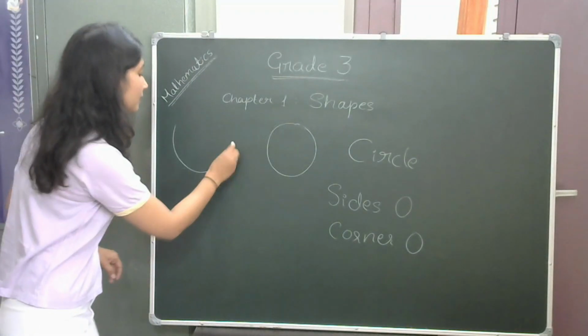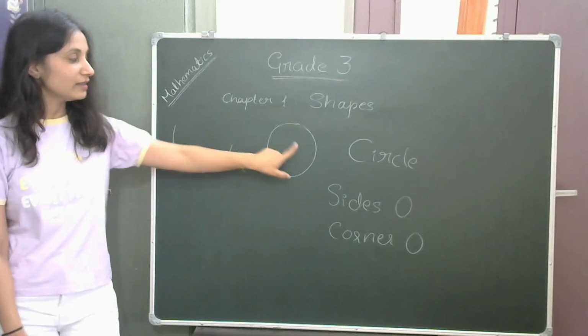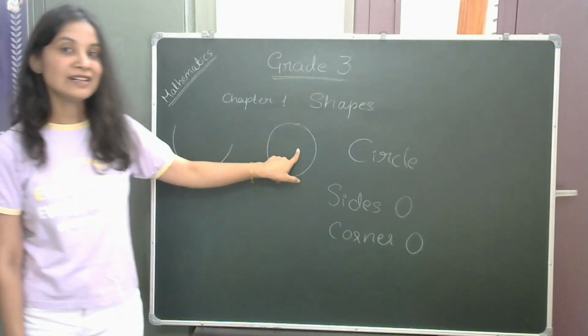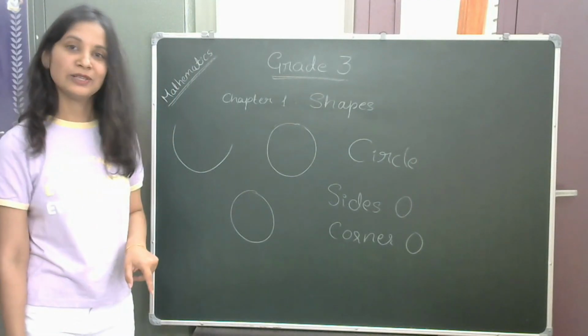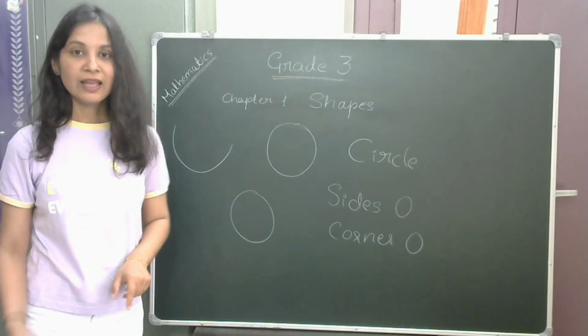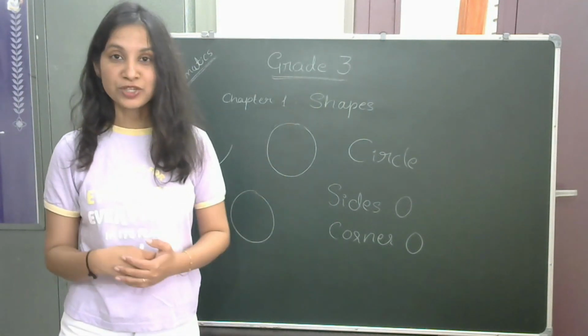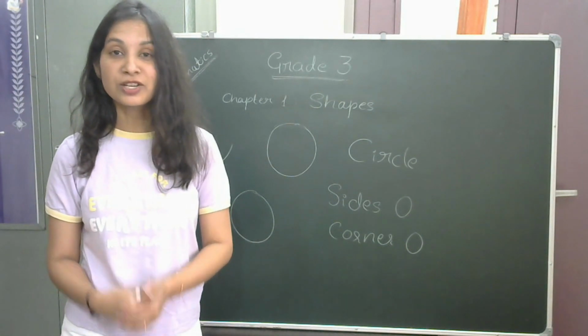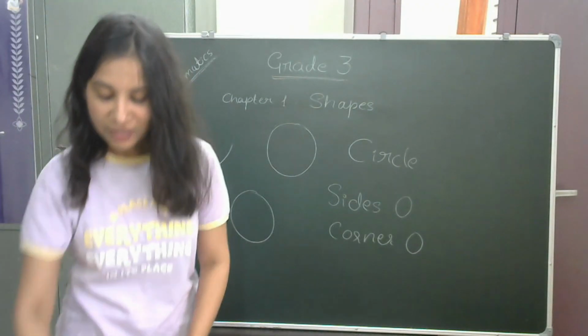Can I draw like this? Is it a circle? No. This is a circle. And it's very easy to draw a circle, right? Yes, will you try? Good. And now you have to mention some of the objects which are in circular shape. What are those? Go search.